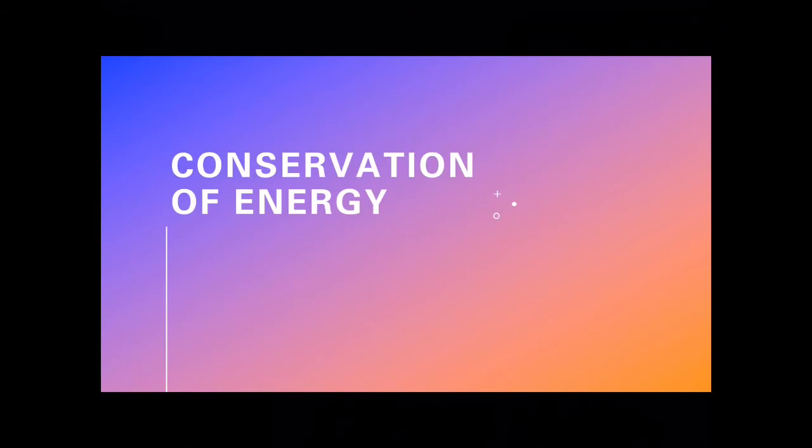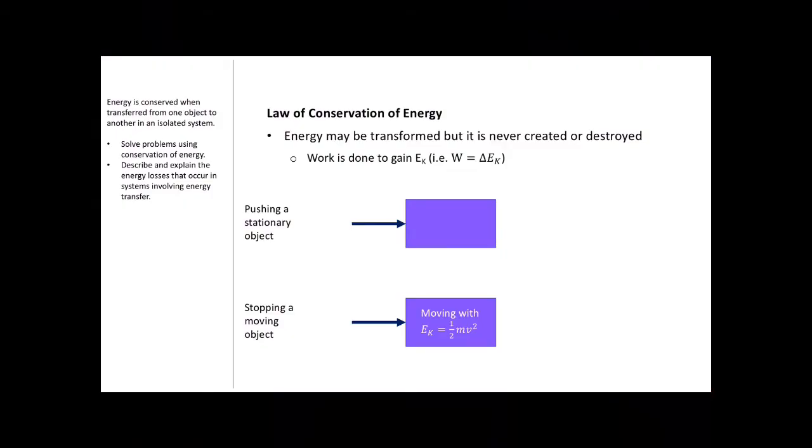This one is on the topic of conservation of energy. So energy is conserved when transferred from one object to another in an isolated system. In stage 1 physics, the expectation is that you'll be able to solve problems using conservation of energy and that you'll be able to describe and explain the energy losses that occur in systems involving energy transfer.